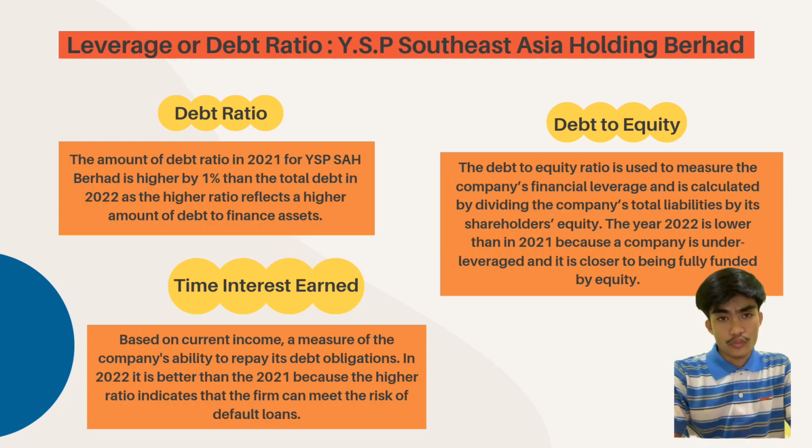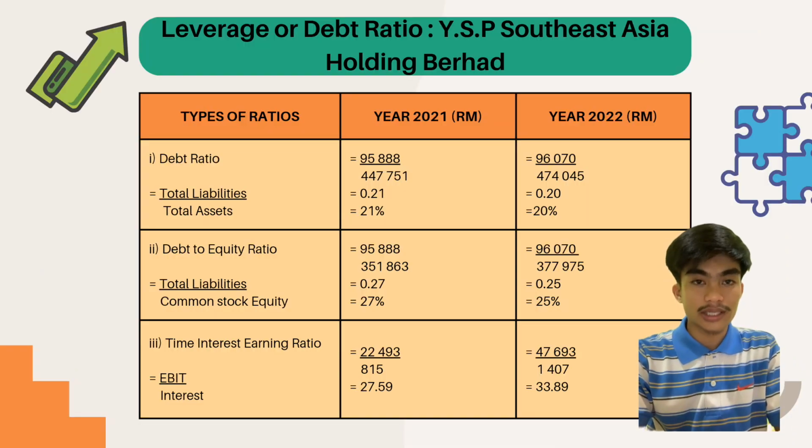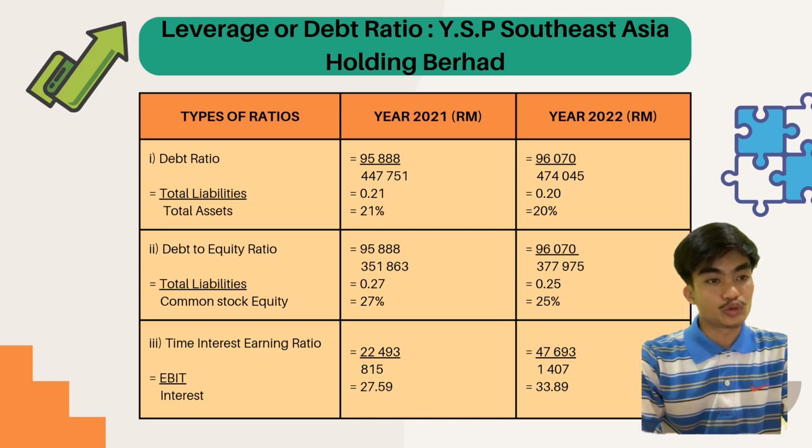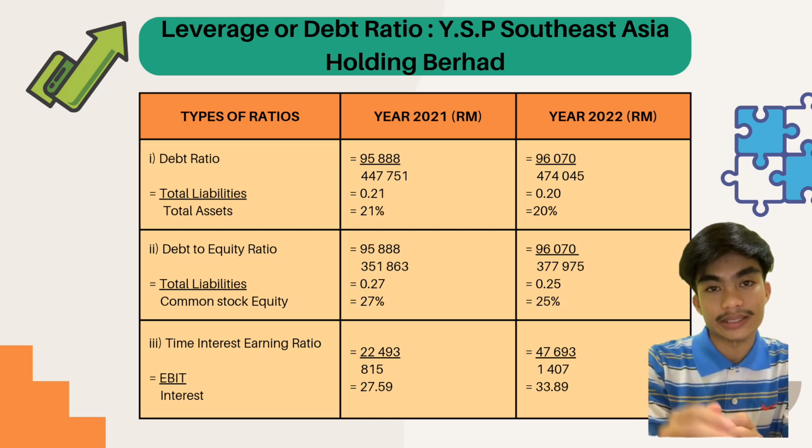Okay, now we continue with leverage for YSP company. The first is debt ratio. The formula is total liabilities divided by total assets. For debt to equity ratio, the formula is total liabilities divided by common stock equity. I will give to the next presenter.